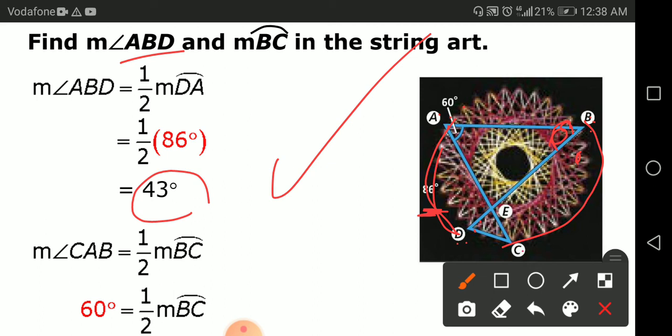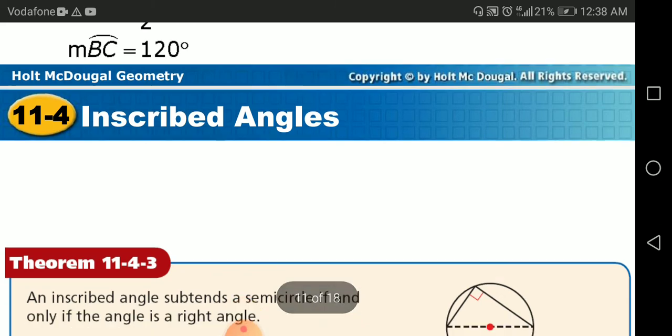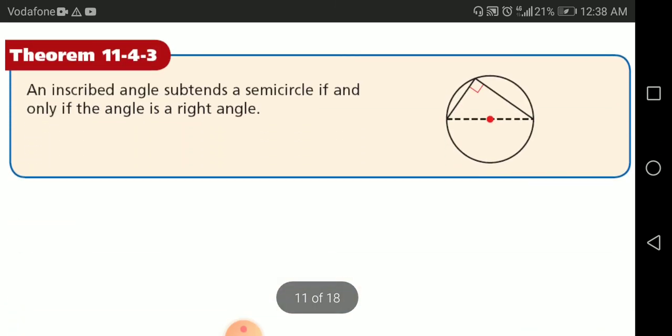It asks us for arc BC, and I have angle CAB. So this is half of this one. If I need the big one, I'm going to multiply it by 2. It will be 120. Let's have another question, another theorem. Very easy too, don't panic.